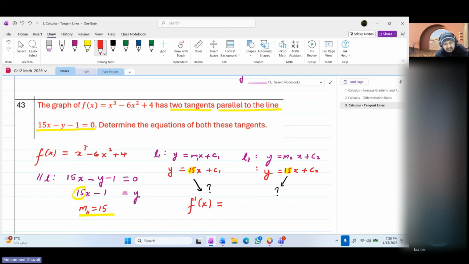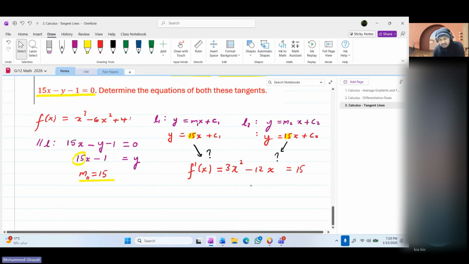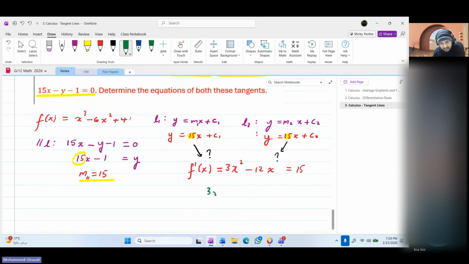f prime x is equal to 3 times 1, which is 3x squared, minus 6 times 2, which is minus 12x, take away 1 from the power, and the derivative of 4 is 0, and that should be equal to 15. Now solve this equation. Solving this equation will give us 3x squared minus 12x minus 15 is equal to 0. We're solving a quadratic equation. Divide everything by 3, so you will get x squared minus 4x minus 5 is equal to 0.